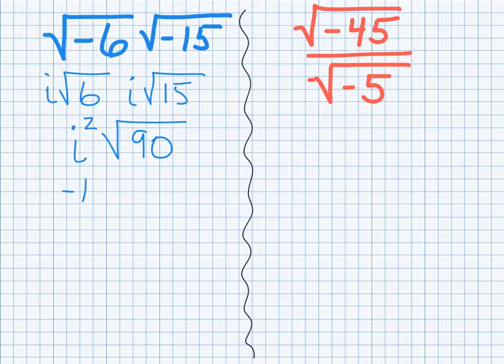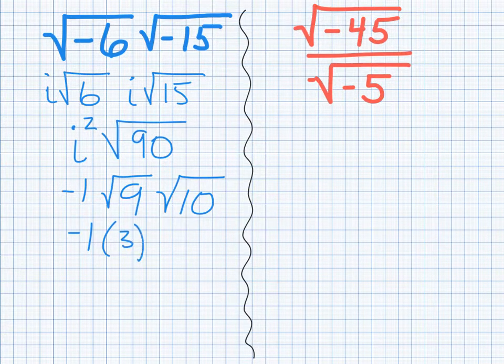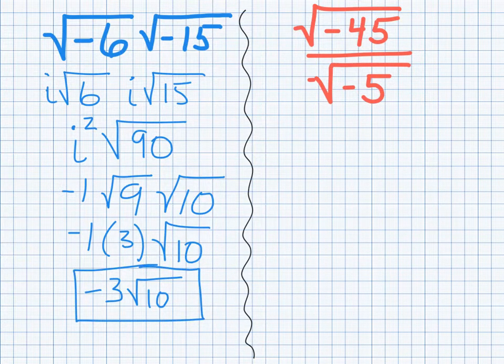Then we're going to break down the square root of 90 into its perfect square factor of 9. And of course 9 times 10 is 90. Alright, I'm going to bring down that -1 once again, and the square root of 9 is 3. Square root of 10 cannot change. -1 times 3 is just -3 square root 10. So as you can see, not every single time when you have negatives under the radical to start will you have an i in your final answer, and that's just because i squared actually is real and it's just -1.